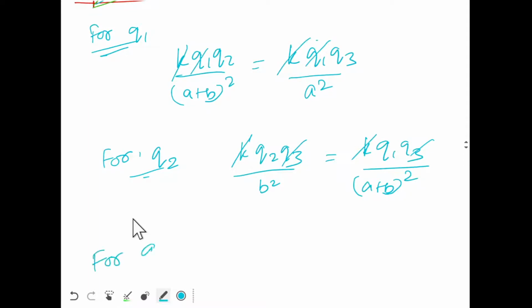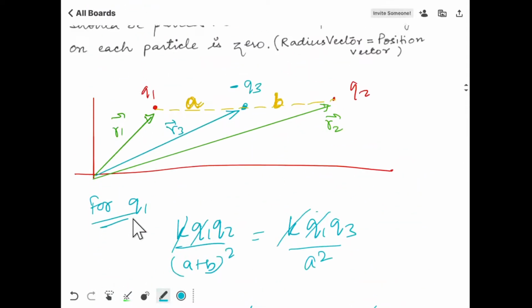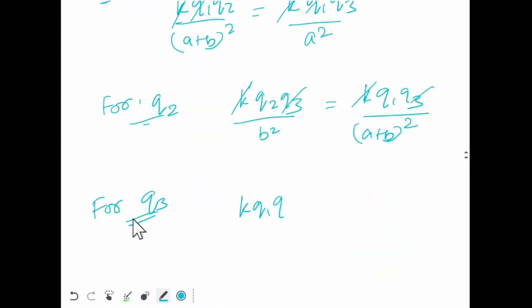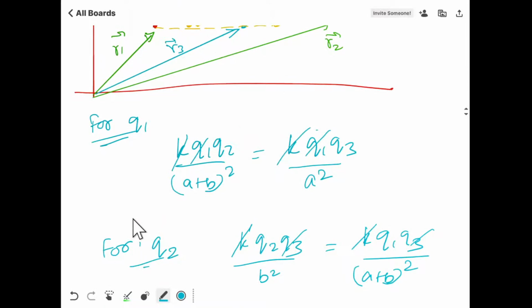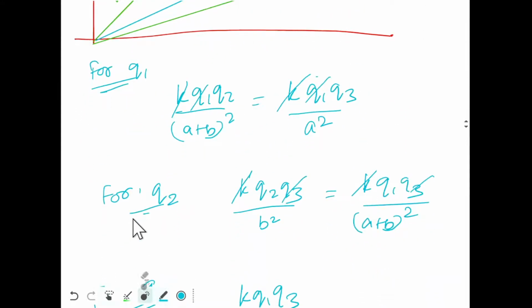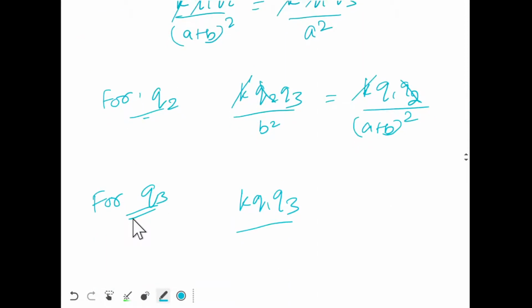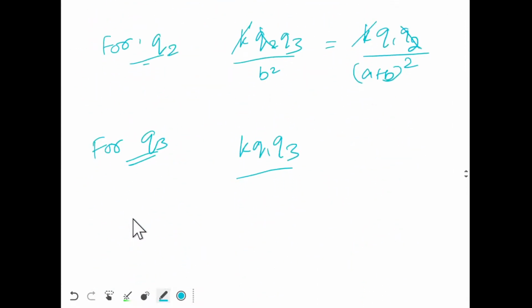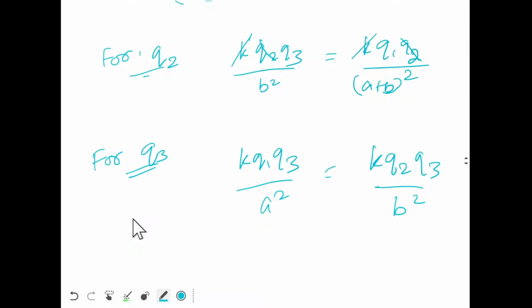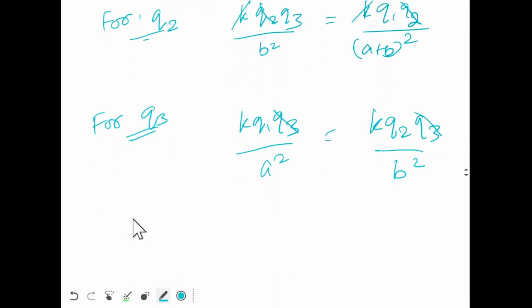Then for q3 charge, between q1 and q3 we have k q1 q3. Wait a minute, this should be q2, and q2 will cancel out. So k q1 q3 by a square should be equal to k q2 q3 by b square, between q2 and q3. So now q3 will cancel out, so this is your third equation. All right.